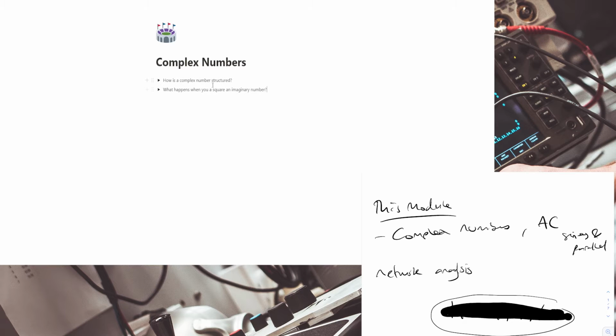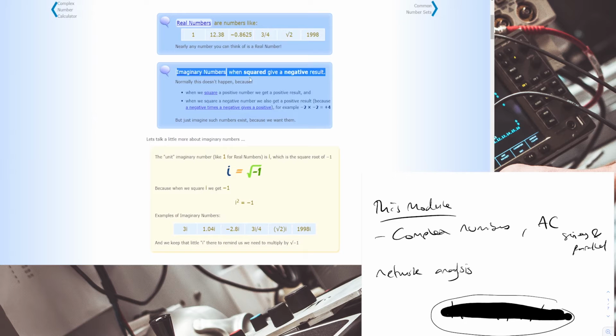Okay, so I can test myself on both of these now. So how is a complex number structured? It is a plus bi, a being the real part, bi being the imaginary part. Correct. And what happens when you square an imaginary number? When you square an imaginary number, it gives a negative result. Yep, nice. Normally this doesn't happen because when we square a positive number, we get a positive result. 9 times 9, 81, yeah. When we square a negative number, we also get a positive result. Minus 2 times minus 2 is equal to plus 4. Yep. But just imagine such a number exists because we want them.